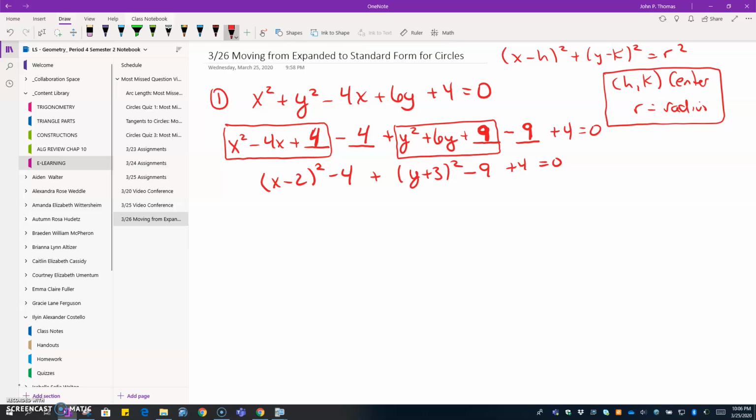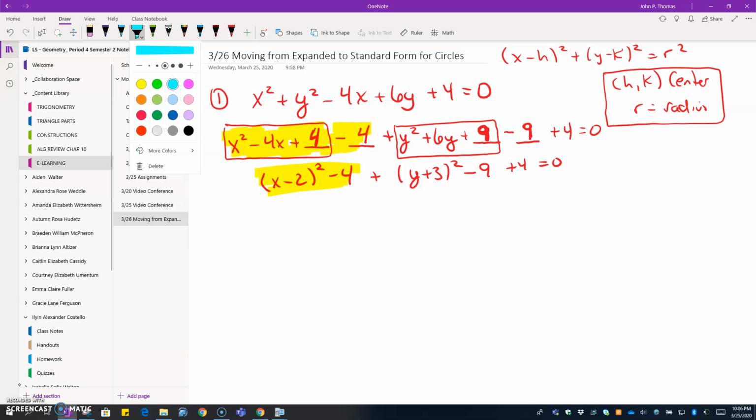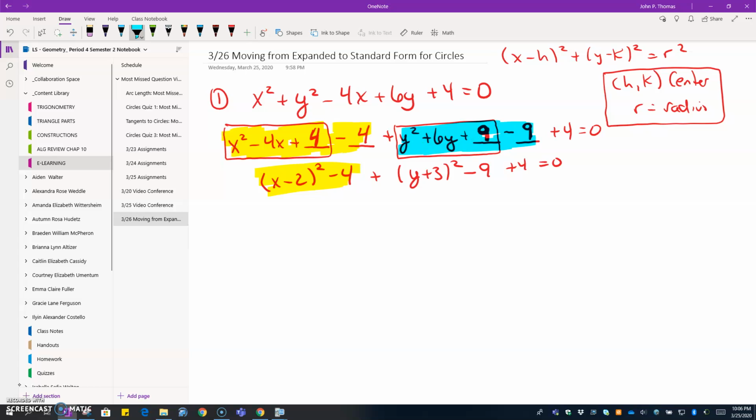Just real quick for clarity, this piece in yellow, right here, with the minus 4, corresponds to this piece. In blue, the y terms, and that plus 9 minus 9, corresponds to this piece. And that plus 4 was the other piece that was already in this equation, and we're dealing with it almost separately and on its own.